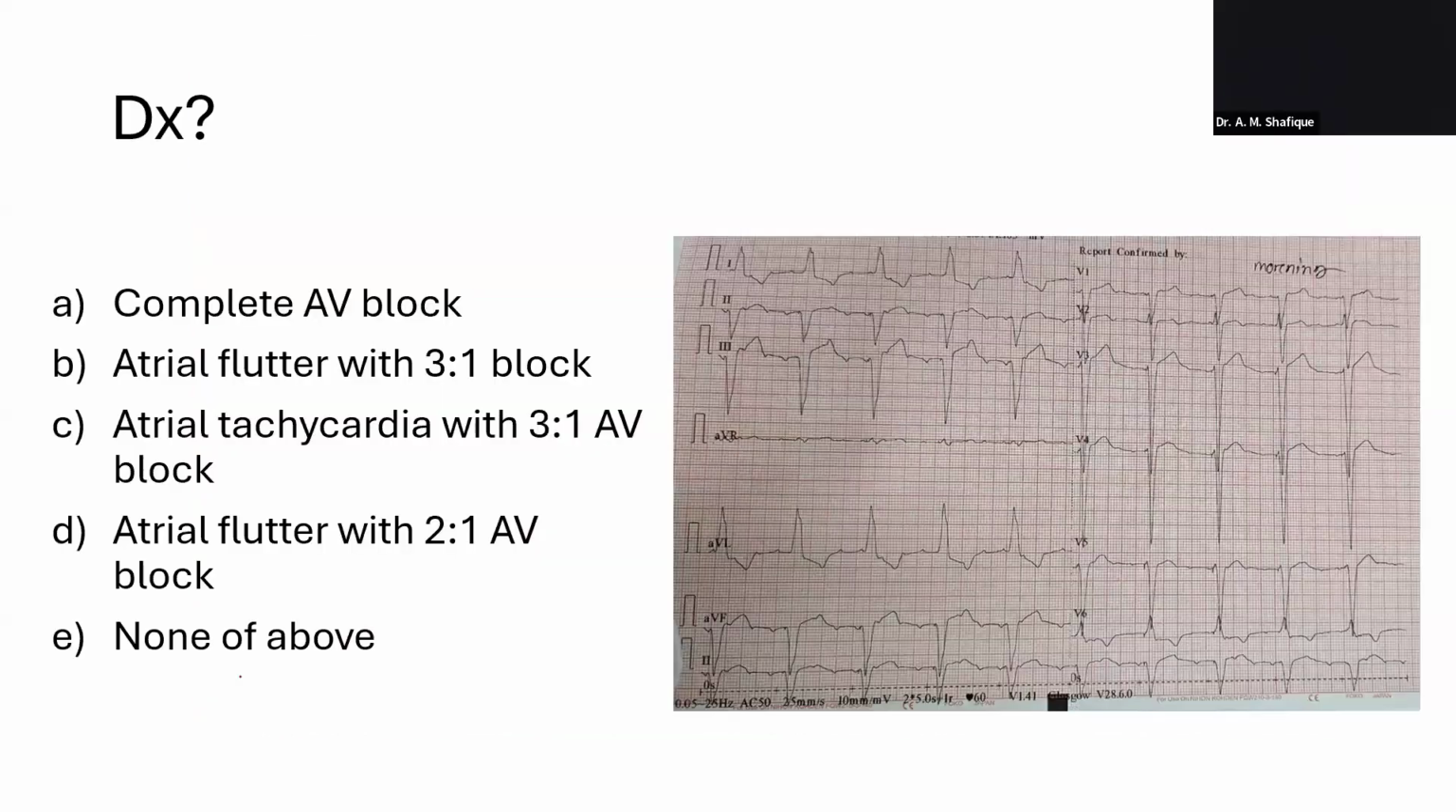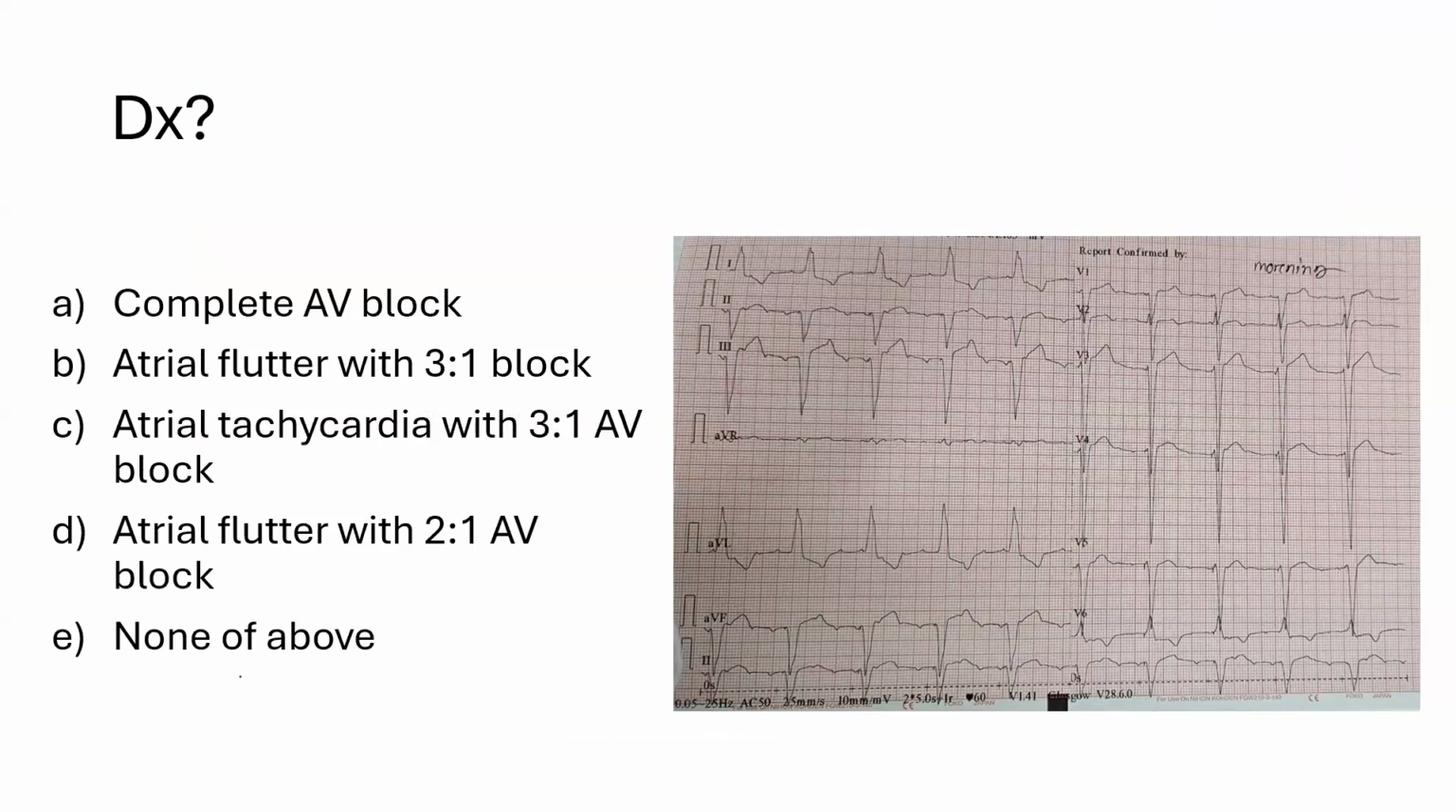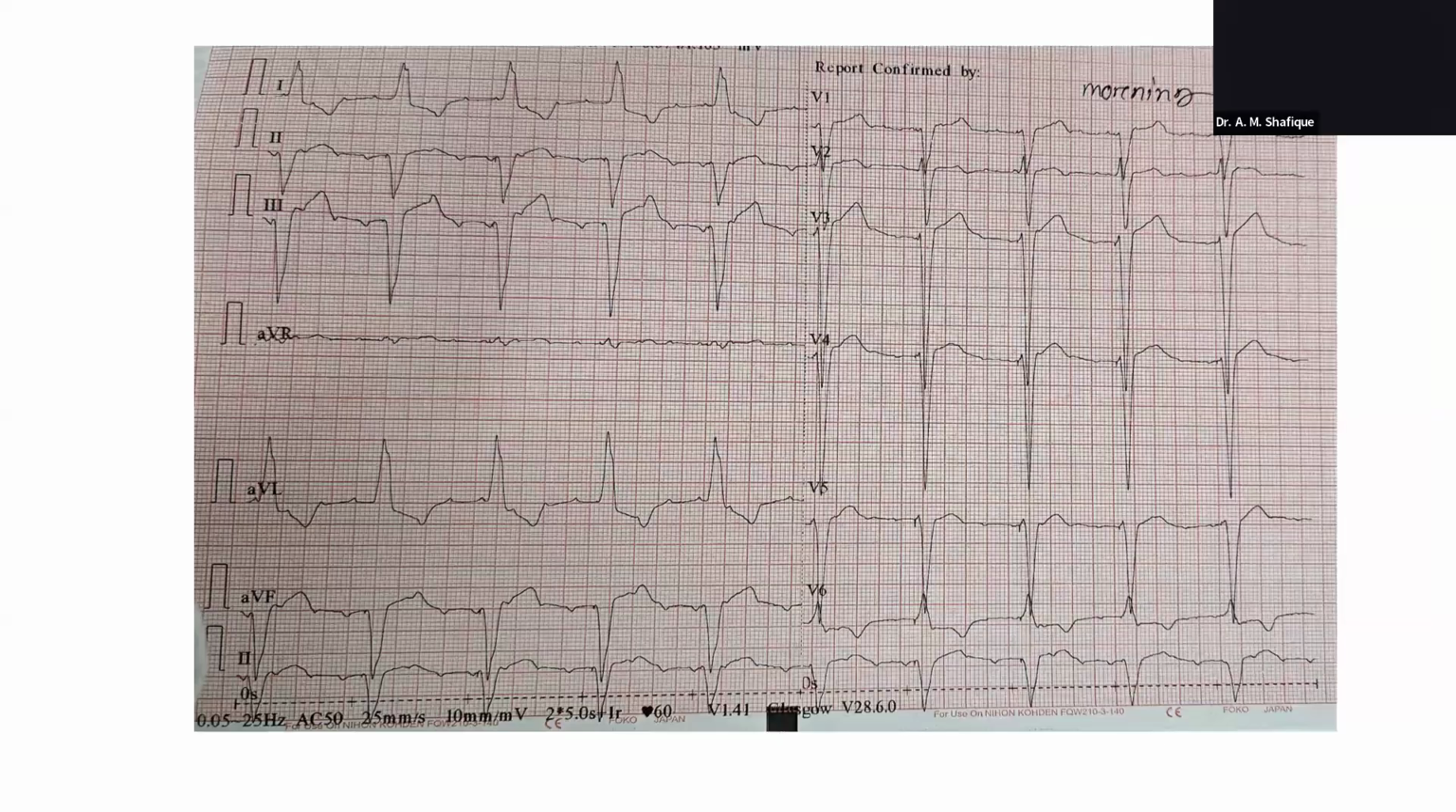The options were complete heart block, atrial flutter with 3:1 block, atrial tachycardia with 3:1 AV block, atrial flutter with 2:1 AV block, and none of the above. Actually, it's none of the above. None of the above, right, sir? This is none of the above.